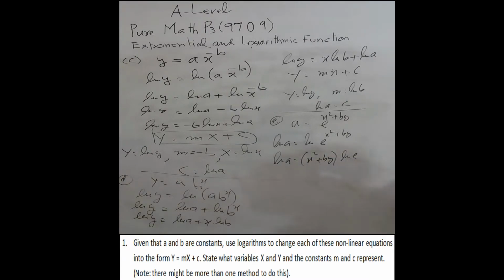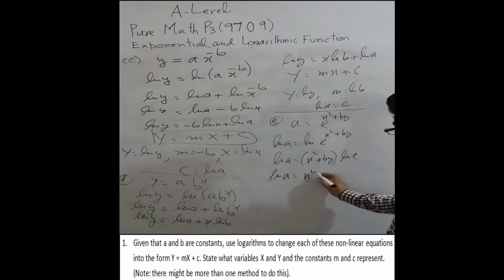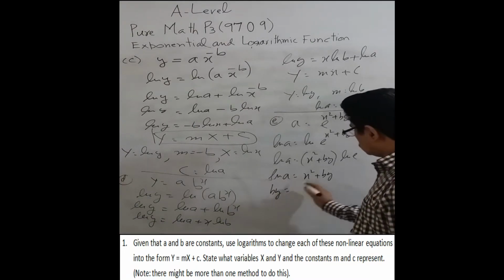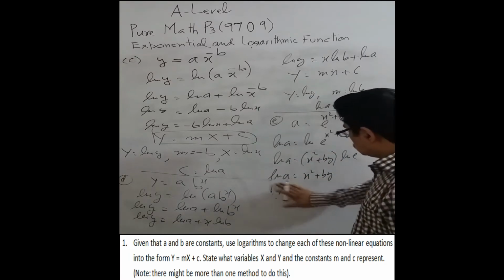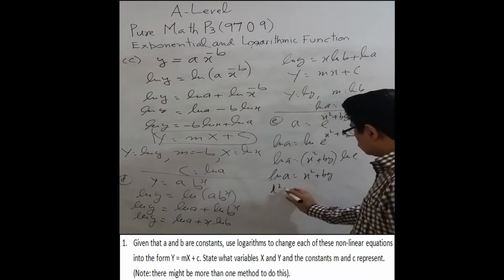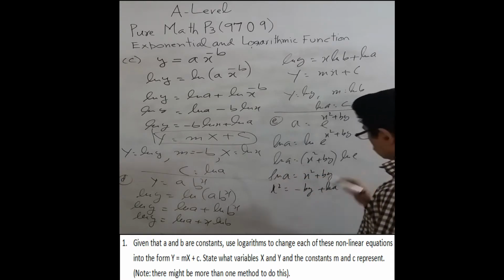We know ln e to the base e is 1. We have ln a is equal to x square plus by, and you can write it like this also. By is equal to... shift x to the, or you can shift y also. x square is equal to minus by, shift by to the left, plus ln a.